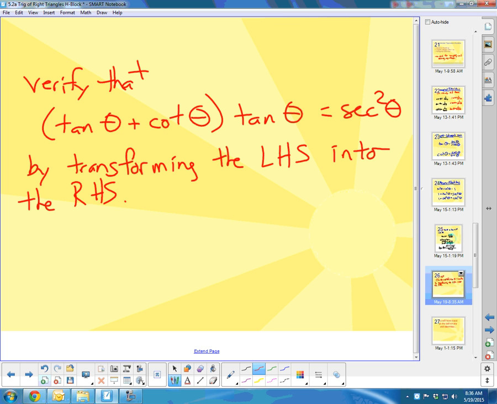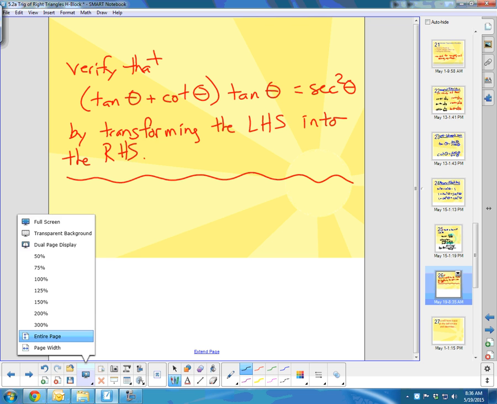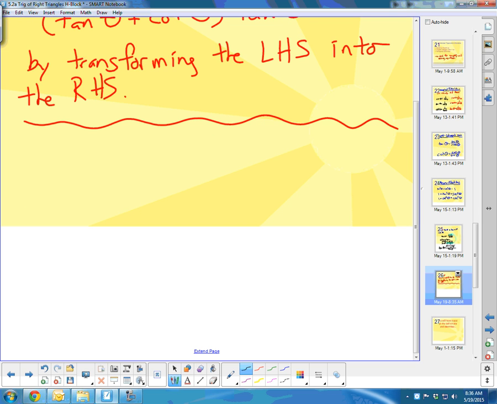So I don't want to treat the statement like an equation and work with both sides like I'm solving. What I want to do as I work through this task is think of the left side as the question, the right side as the answer, and my task is to fill in the details in between. So I'm going to start with tangent theta plus cotangent theta times tangent theta. And I know at the end I want a secant squared theta.